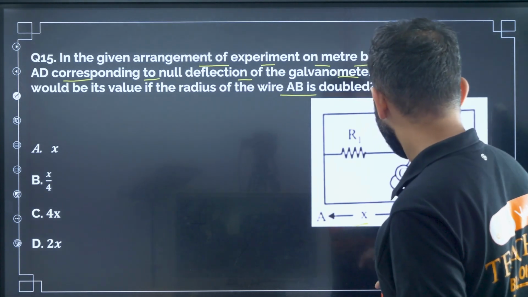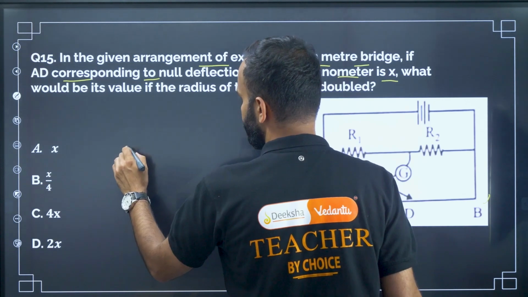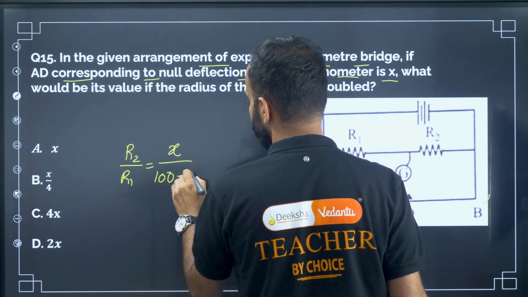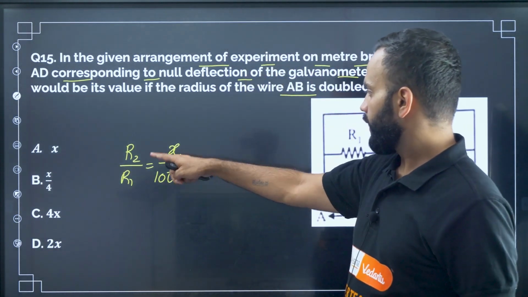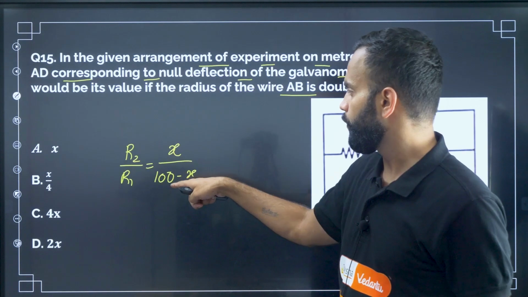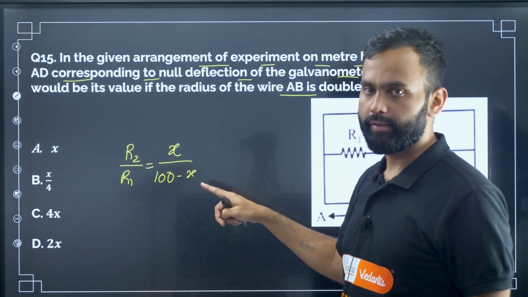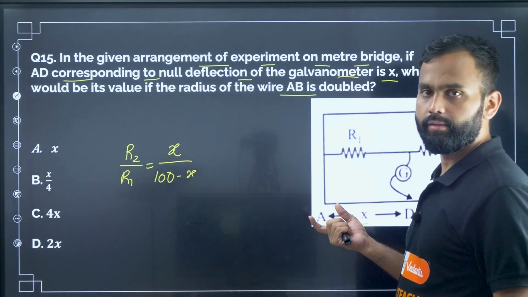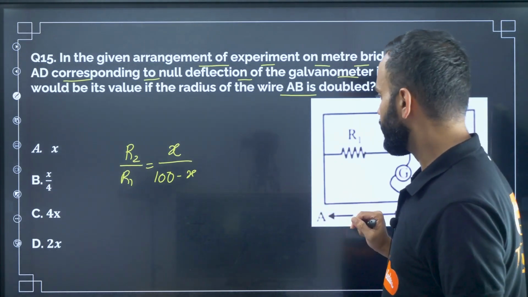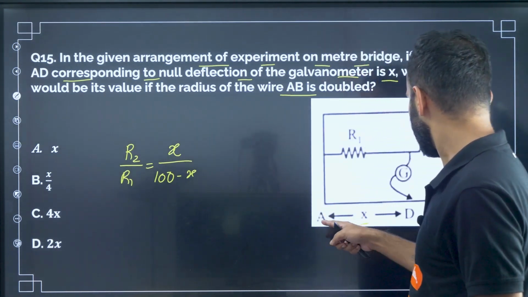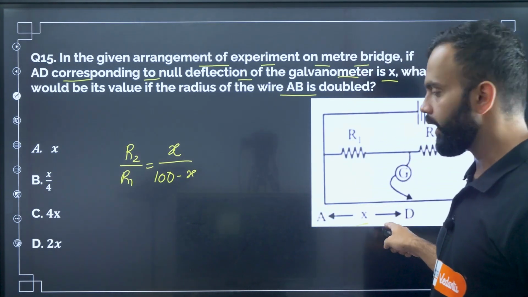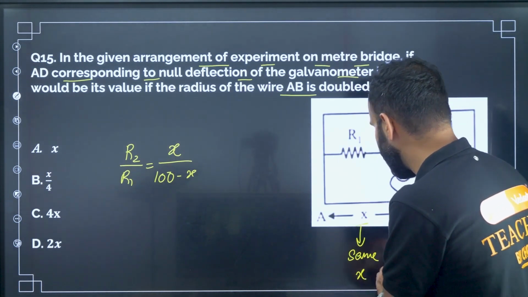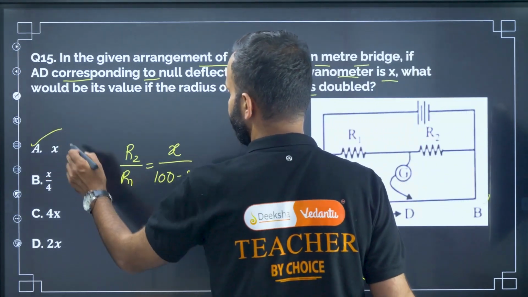So here we know that for the meter bridge, R2 divided by R1 is equal to X divided by 100 minus X. Does resistance depend on the radius in this formula? No, right? If you increase or decrease the radius, the resistance does not change. So the null deflection shows the same value, that is X only. So the correct option is A.